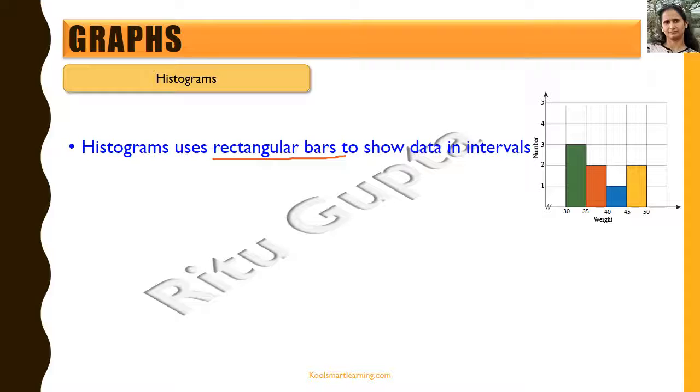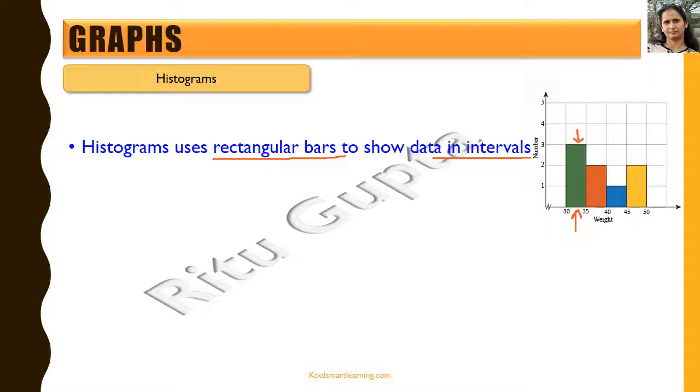See, we have this green bar here which is representing the weight of maybe children. So weight between 30 to 35 is showing that three children have weight between 30 to 35. So this is showing an interval. Bar graphs, in comparison to histograms, were not showing the interval. The bar was indicative of a particular weight, whereas in histograms one rectangular bar is showing data in intervals.